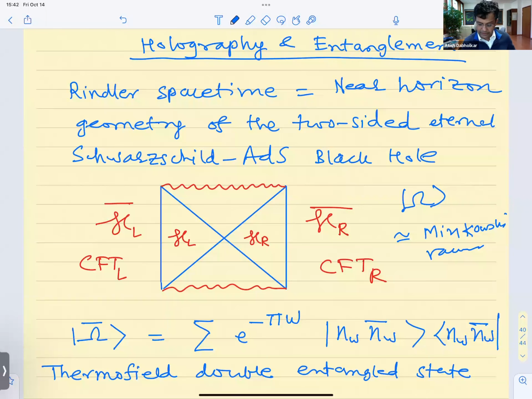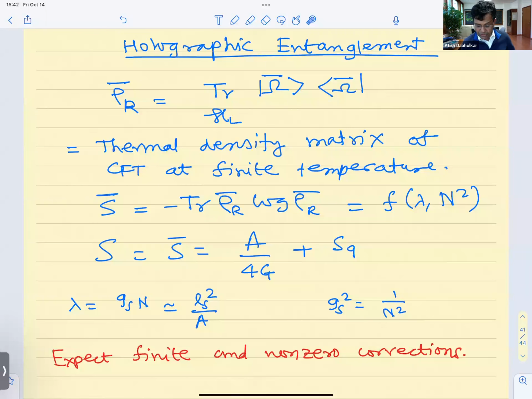for the CFT at finite temperature. And we know that the CFT at finite temperature, which is the N equal to 4 super Yang-Mills theory, for example, has some non-trivial function of lambda and N squared, which can be expanded in terms of area over 4G plus some quantum entropy. And in general, one expects finite and non-zero corrections to the area formula.